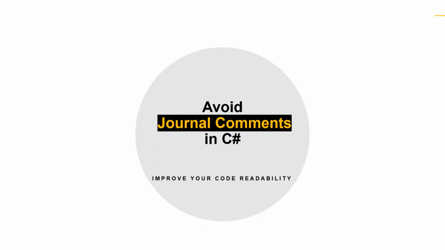Do you find yourself scrolling through lines of code filled with journal comments that don't provide any valuable information about the code? If so, it's time to say goodbye to these unnecessary comments and hello to a more efficient and effective way of tracking the history and evolution of your codebase using a version control system like Git. In this video, we'll explore the reasons why journal comments should be avoided and how using a version control system can improve the readability and maintainability of your code. Let's get started.